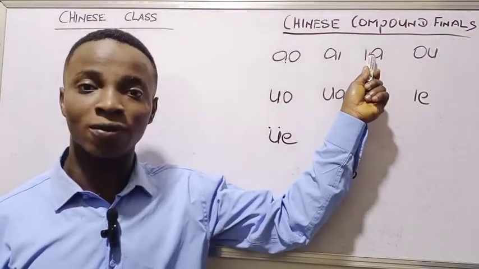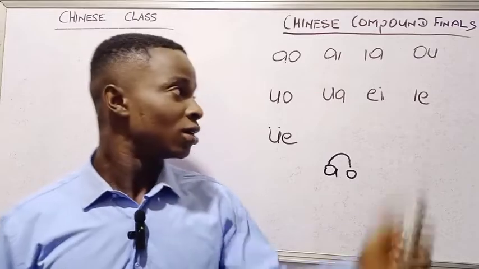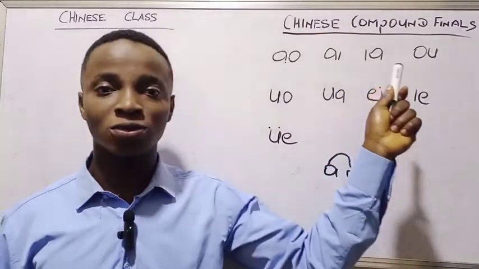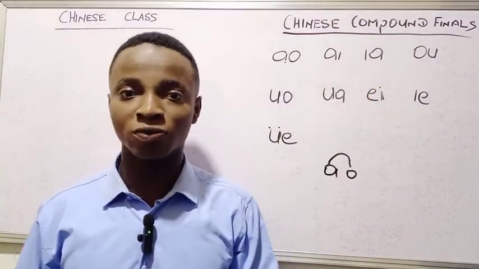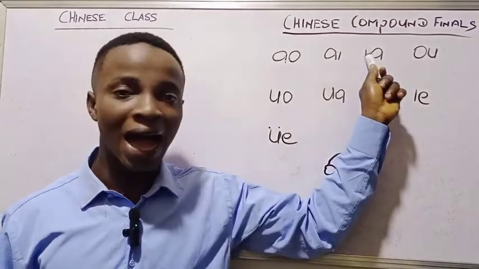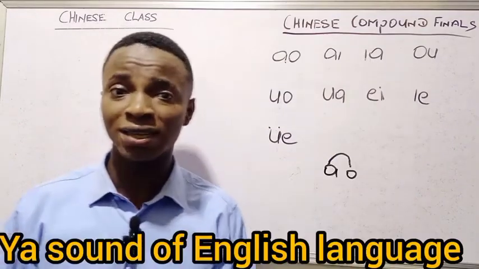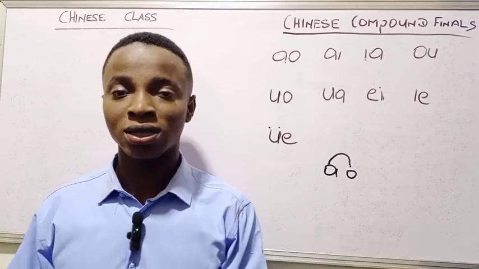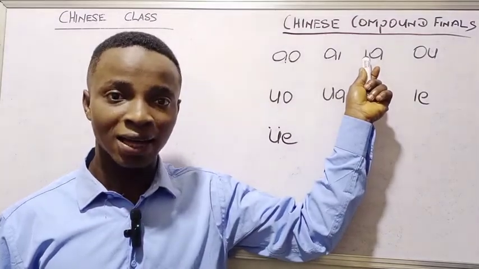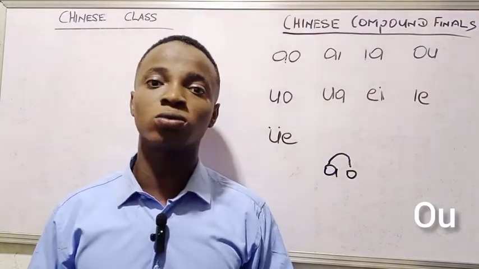Then the next part, the third one, will have ia. Here, while making the sound, you remove the i sound and put y. So you could remember when we were talking about the simple finals, we also said that whenever we see the i sound, we add y to it. Ya. So you can as well use the English word yah to always memorize this sound. Beautiful.